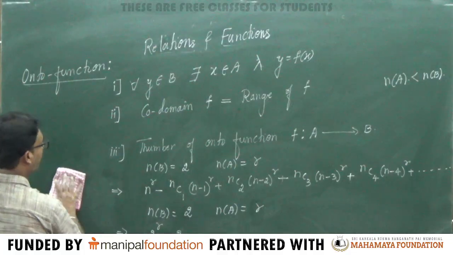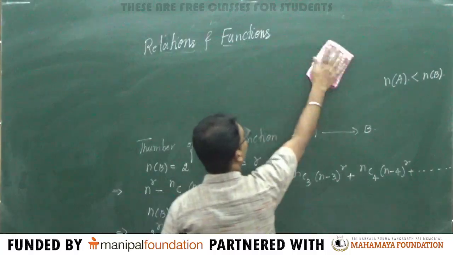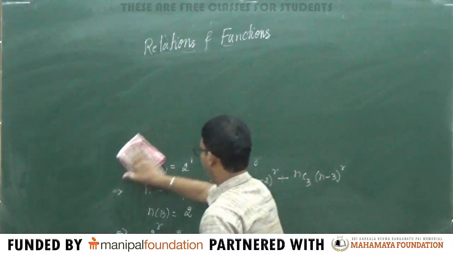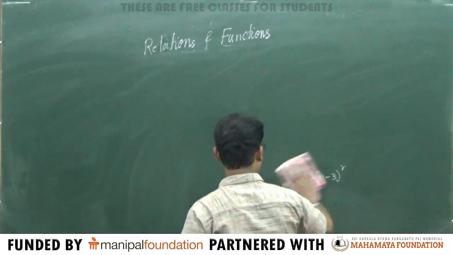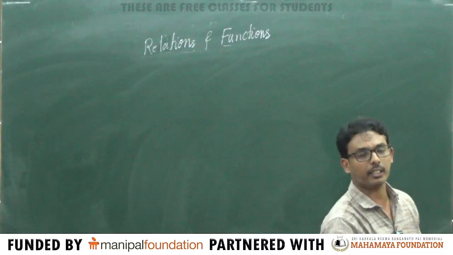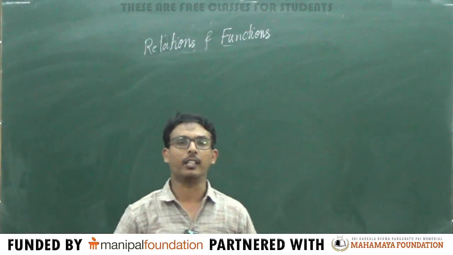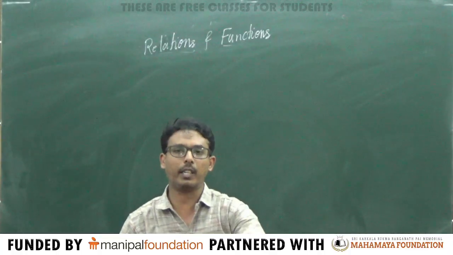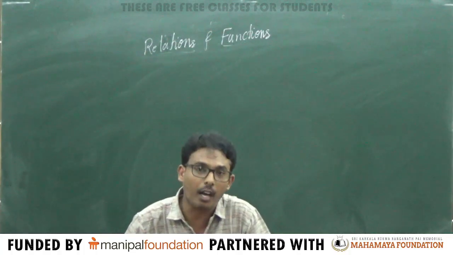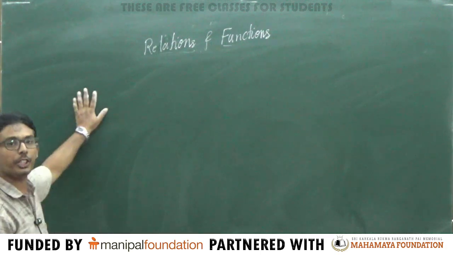So the next concept is a function which is both one-one and also onto. That is called what? One-one onto function or bijective function. So the next concept is composition of a function.